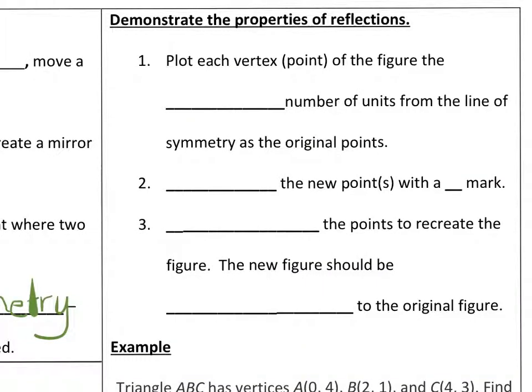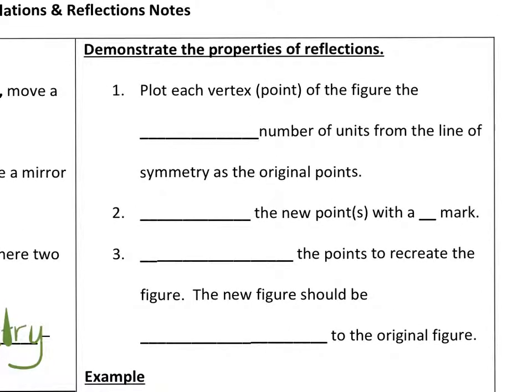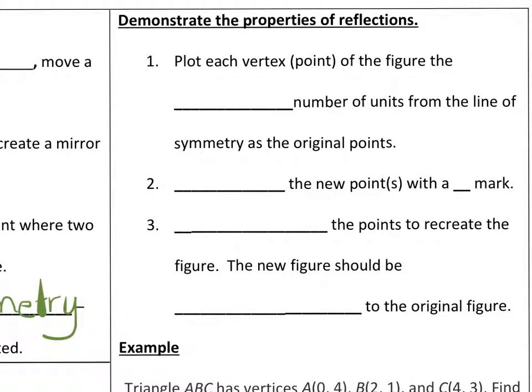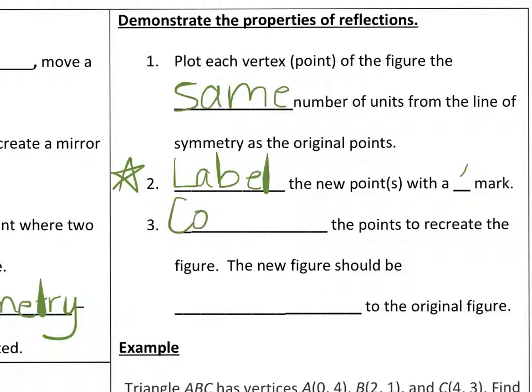Now if you go to the other side of the page, we're going to talk about how to reflect a figure. So when we're doing reflections, we want to plot each vertex, each point of the figure, the same number of units from the line of symmetry as the original points. Again, we're going to label those new points with that prime mark. Don't forget those. We need to know which points are new and which points are the original. So we have to put a little mark on the new ones. Then we'll connect the points to recreate the figure.